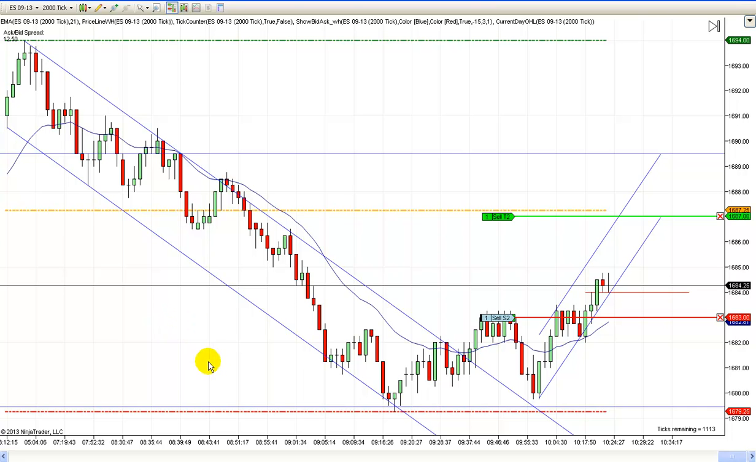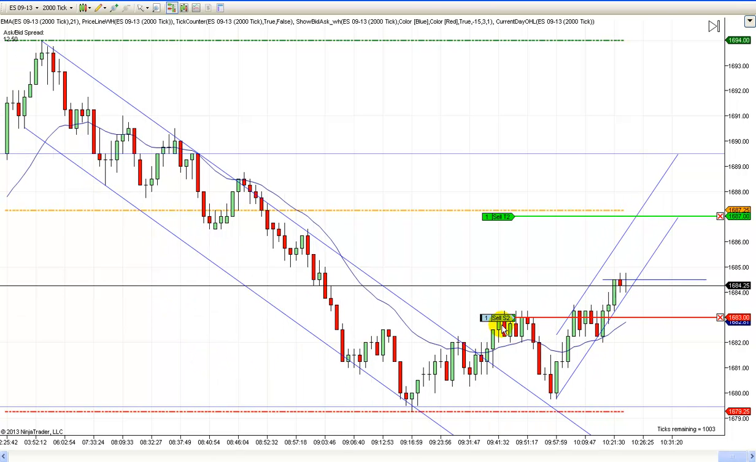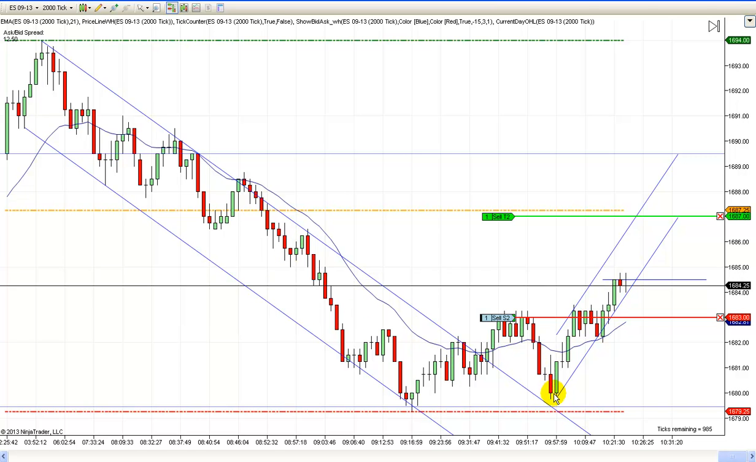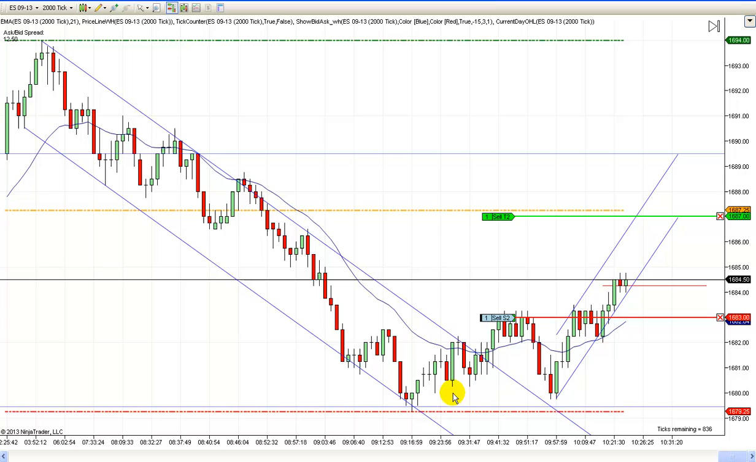And we may not, but we did have a trend line break. This is the channel I saw coming down. We broke it here. We had a retest. Couldn't quite make a new low. Support was too high.